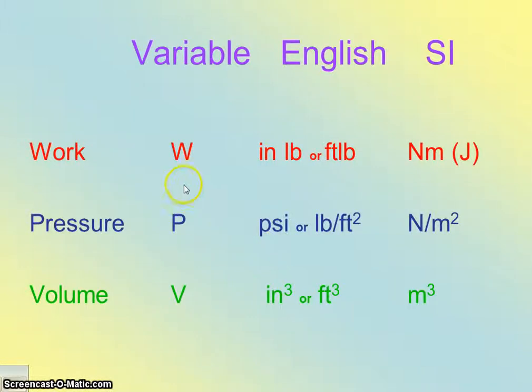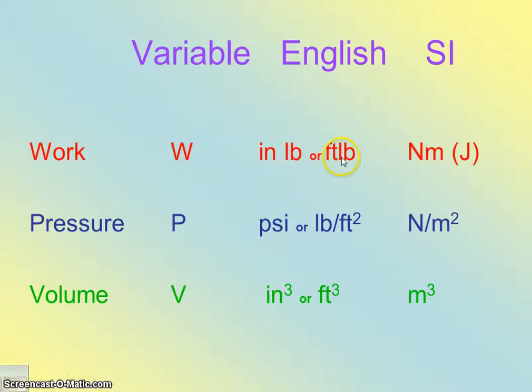Okay, we talked about the variables. How about the units? With work, inch-pound or foot-pound. If you want inch-pounds, you're going to be using PSI, which is a very common unit. And if you're going to do that, then your volume has to be in cubic inches. Remember, this is a 3 here, or cubic, because it's volume, which is length times width times height.